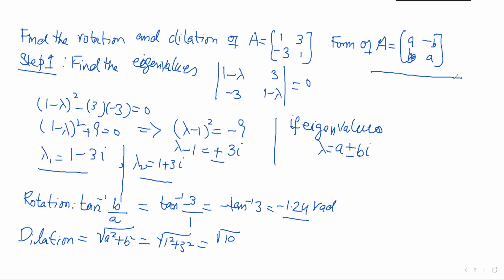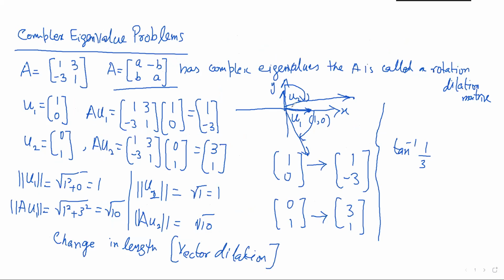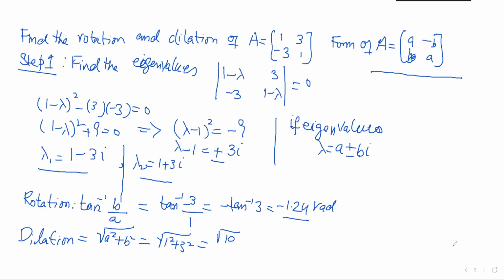Okay, so now the question is, we have this rotation and dilation, and we also see that there are some properties of the vectors associated with the rotation dilation matrix, which we have seen previously: the vectors are rotated and increased or decreased in length by a specified amount. So which is fine. But do we have any specific application of this? So the answer is yes, we have some application as well. And the application is this.